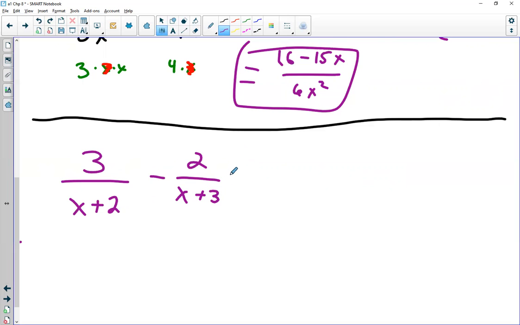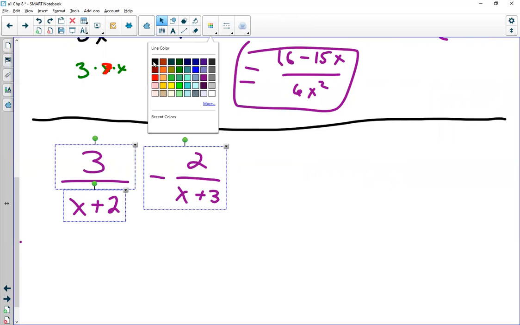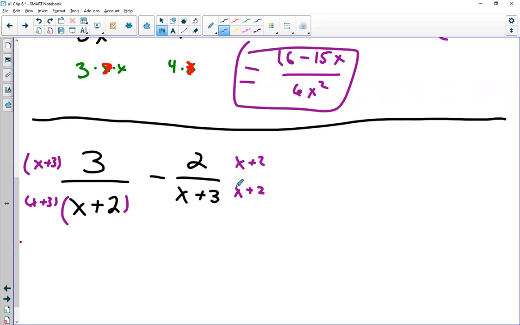All right, next one. 3 over x plus 2, minus 2 over x plus 3. Can you cross that out? You cannot do that, this is minus. Multiply them by the 2 and 3. Remember, x plus 2 is a unit, so you can't just do 2. You have to multiply this one by x plus 3 over x plus 3. On the right side, you do x plus 2 over x plus 2.